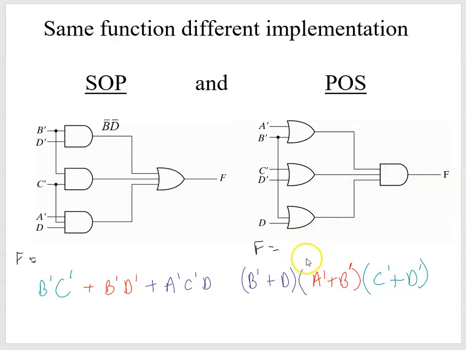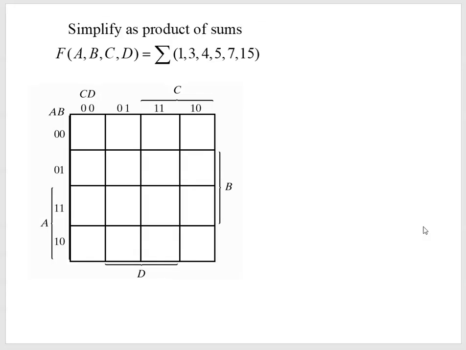There may be another reason that we want to use OR gates, or we'll look at whether we want to use NAND implementation for sum of products and NOR implementation for product of sums. So let's look at this example where we want to simplify as product of sums, but we're given the function in terms of the sum of minterms.